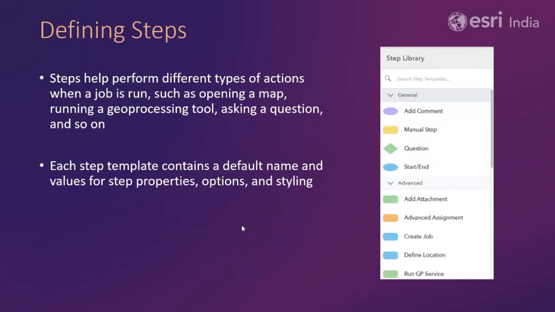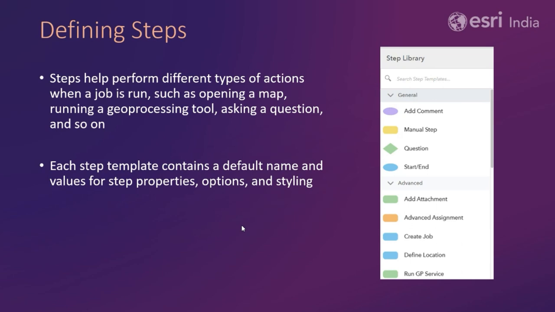Now we have reached the job templates. In a workflow diagram, the steps are the parts or the sections where you will be assigning different tasks at different levels. There are very basic steps like a start step, which will be the beginning of the workflow. Then there will be the manual steps, which can be done manually or by simply giving a text description for a particular task. So these are the basic steps.